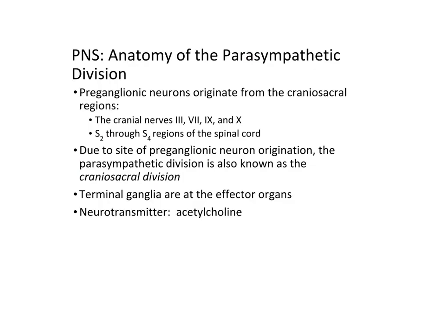The sympathetic and parasympathetic nervous systems both originate from kind of different regions of the spinal cord and brain. So the preganglionic neurons of the parasympathetic division originate from the craniosacral region. So there's the cranial nerves 3, 7, 9, and 10. And then also the S2 through S4 regions of the spinal cord, so that's sacral. And then because of where that is located, this division is also known as the craniosacral division. And then terminal ganglia are the effector organs that they act upon, and the neurotransmitter used is acetylcholine.